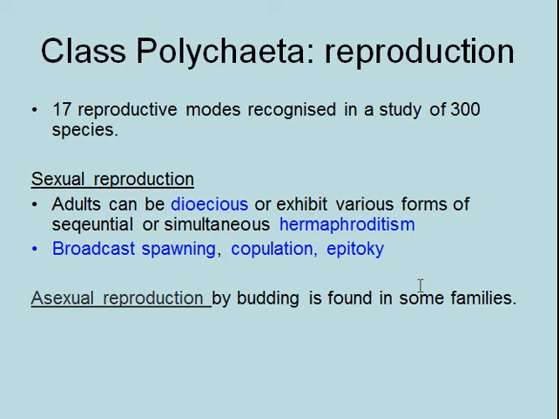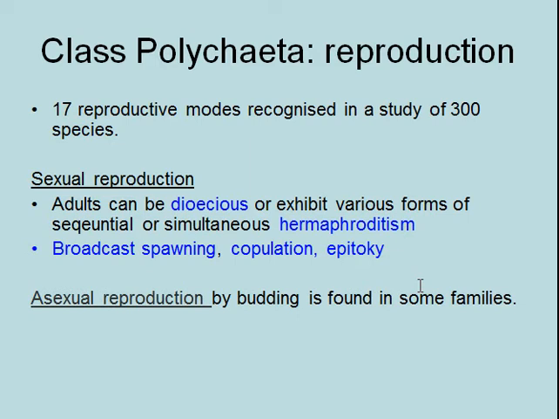Okay, loads and loads of different types of reproduction. So they're sometimes dioecious, which means that they have separate male and female adult forms, and sometimes they're hermaphrodites. A typical earthworm is a hermaphrodite, and they exhibit broadcast spawning, copulation, and epitoky.